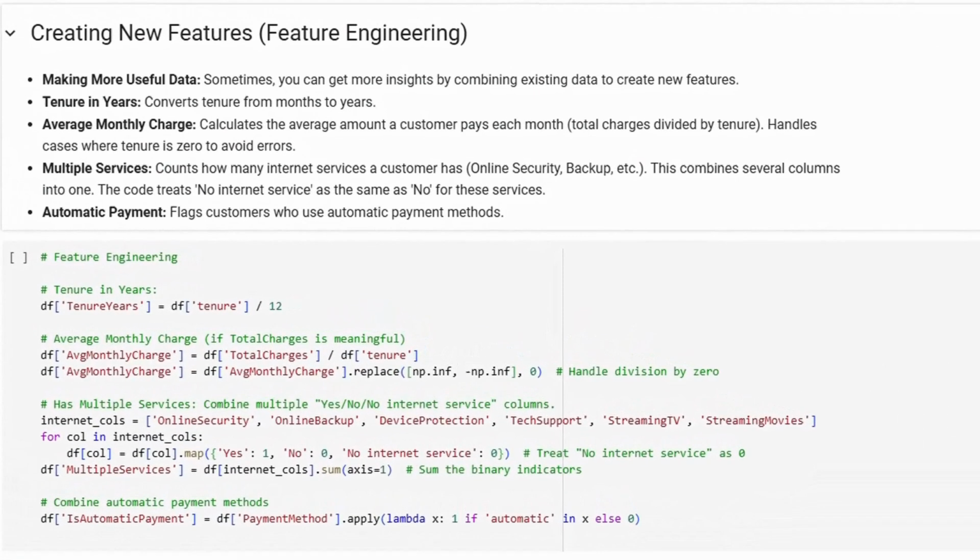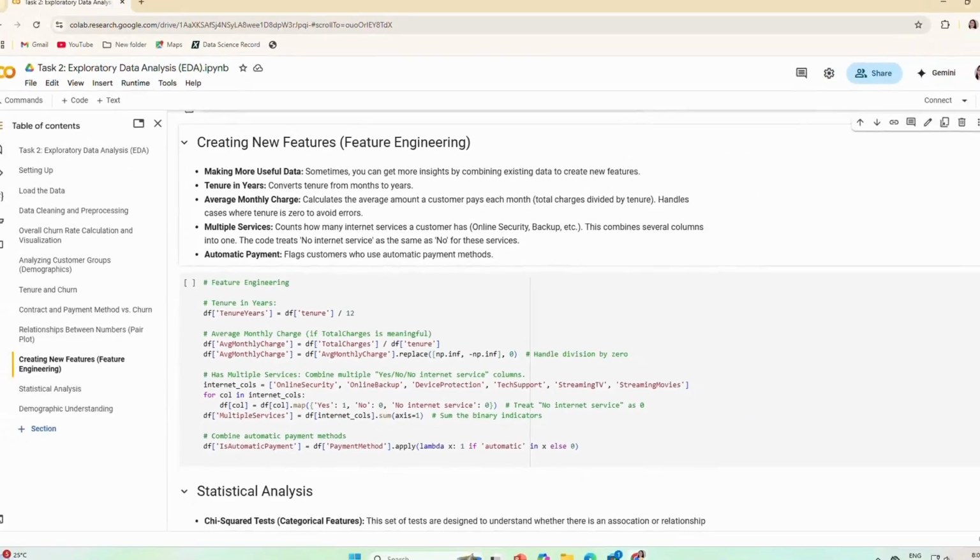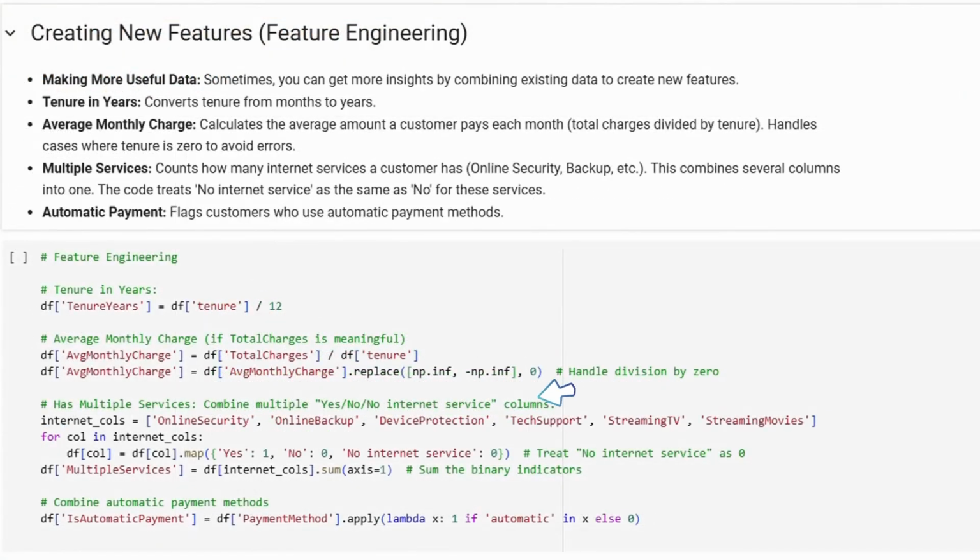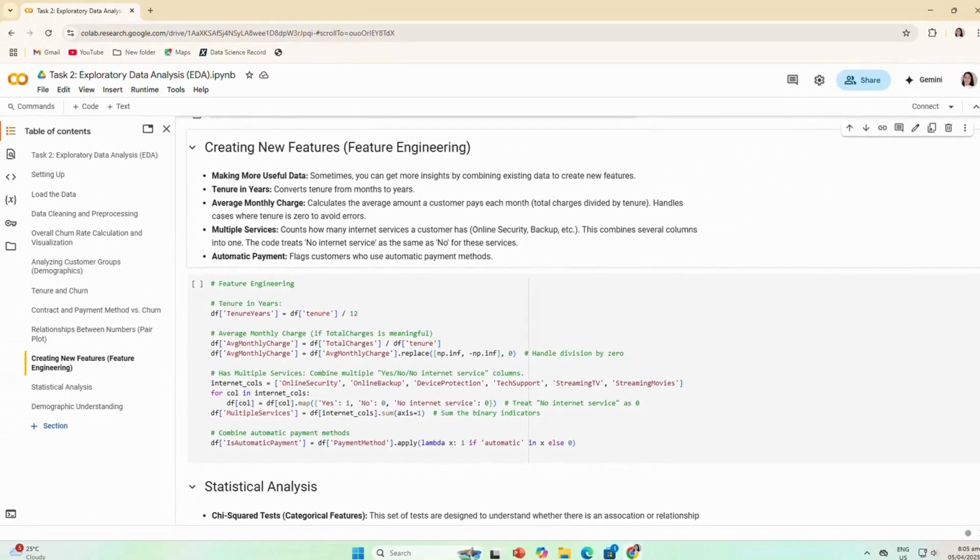Sometimes, creating new features from existing data gives us even better insights. Here are a few we introduced. Tenure in years. Instead of months, we look at it in years. Average monthly charge, total charges divided by tenure to see spending habits. Multiple services. Counting the number of internet services a customer uses. Automatic payment flag, identifying if a customer uses automatic payments. These new features help us better understand customer behavior and refine our predictions.